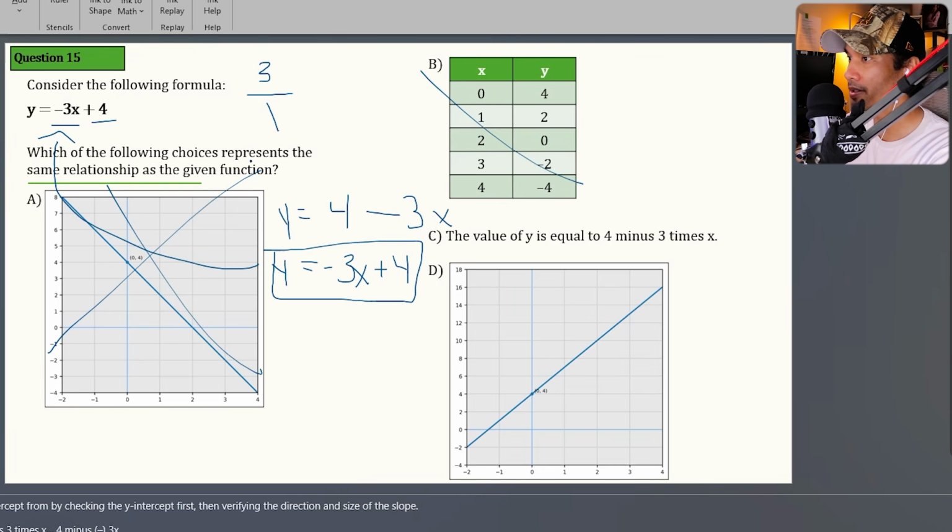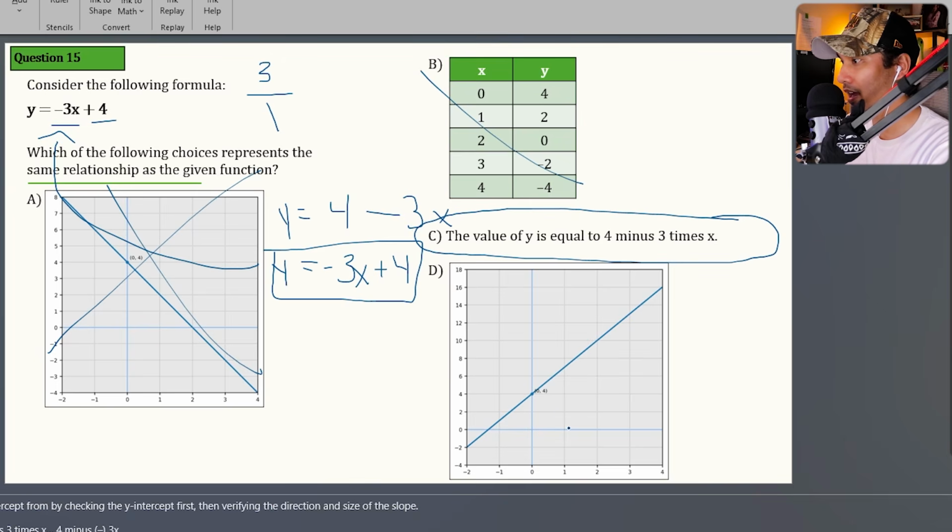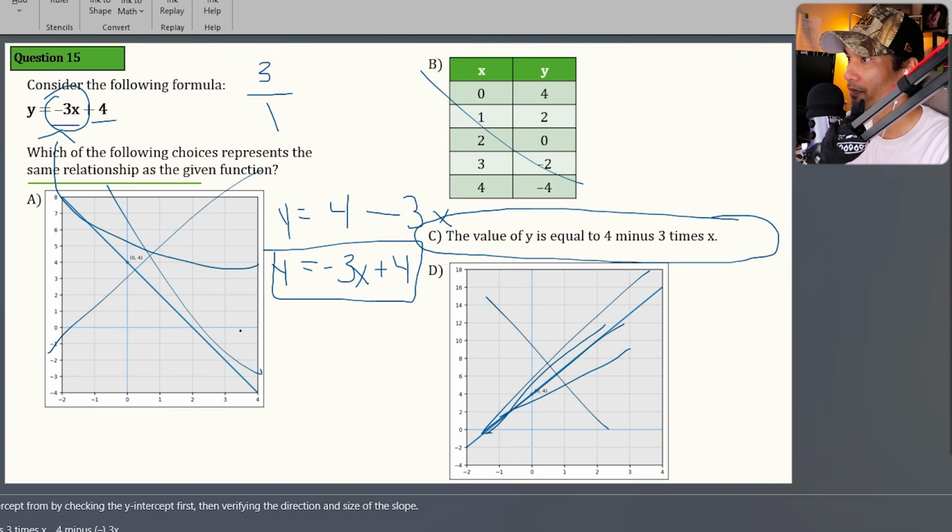And there you go. This is this formula. Which of the following choices represents the same relationship as the given function? And that is C. I would just move on with the test, but for the sake of this video, let's test this out. Actually, there's no reason to test this out because D is a positive slope. It's not negative, it's positive. So we would rule this out automatically because we have a negative slope. Okay? Did I explain rise over run right? I hope I did. Rise is just you go up, and then you run.